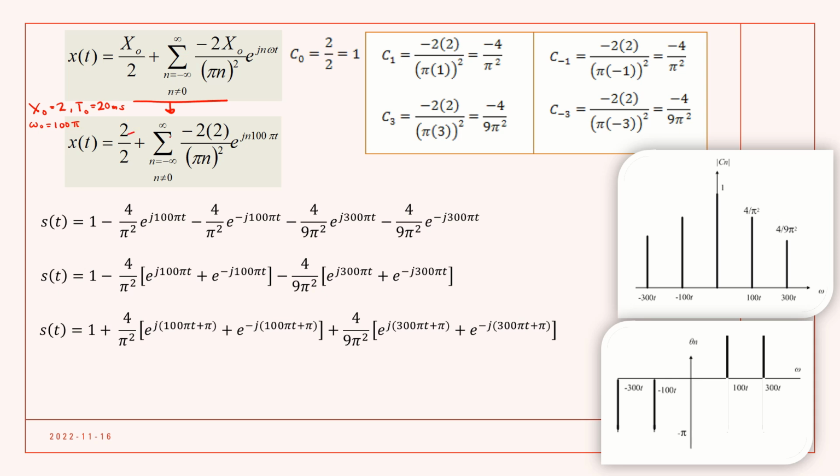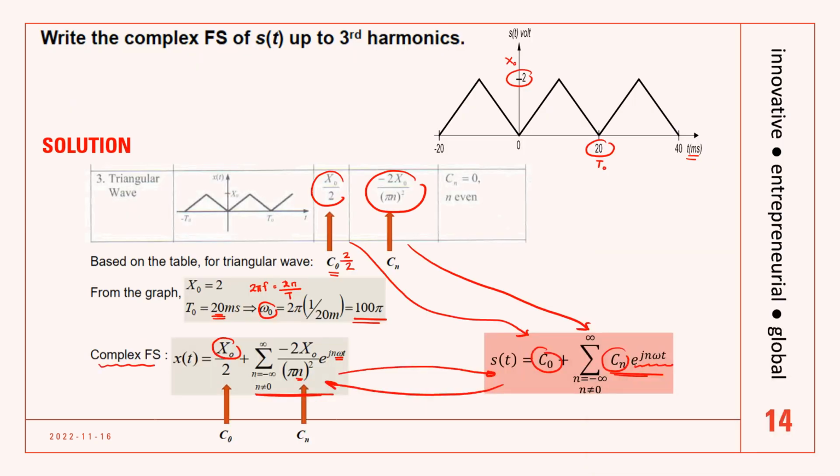So x naught is equal to 2, and then minus 2 times x naught, again 2, over pi, and n you just leave as n. Then omega is 100 pi. Now let's replace the value of n. If we look at the comments here, the comments say that Cn is equal to 0 if n is even.